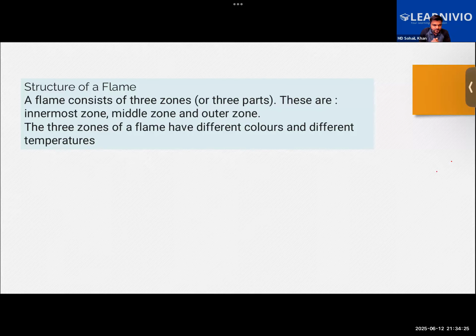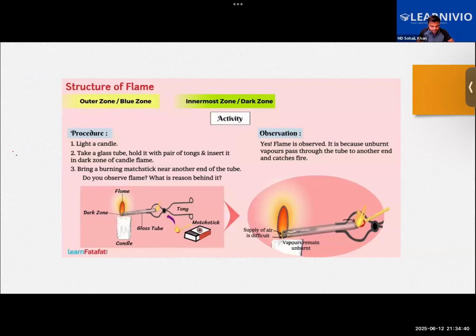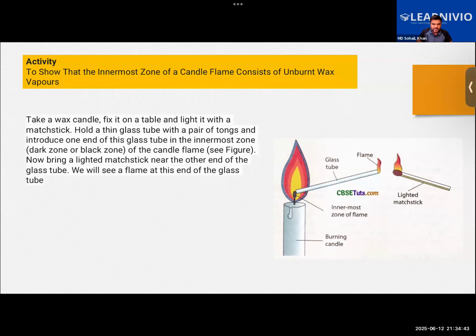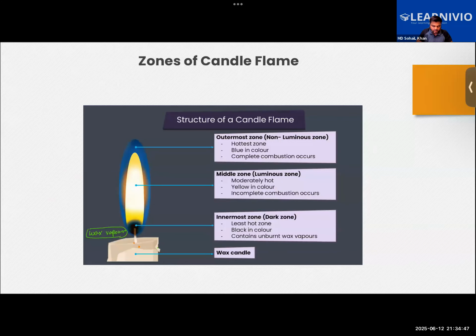So we were learning about the structure of the flame, right? We learned that a flame consists of three different parts or zones: the innermost zone, the middle zone, and the outermost zone. We were going to discuss different activities. One will show that the innermost zone contains unburnt wax particles. Another will show that the middle zone contains carbon particles, and the outermost zone is the hottest. These are the activities we are going to discuss.